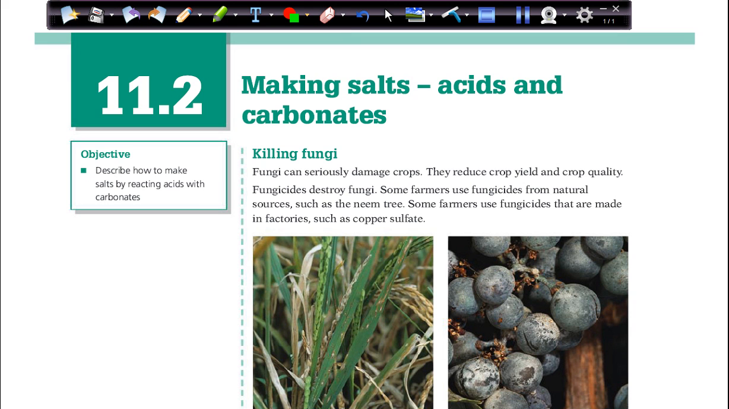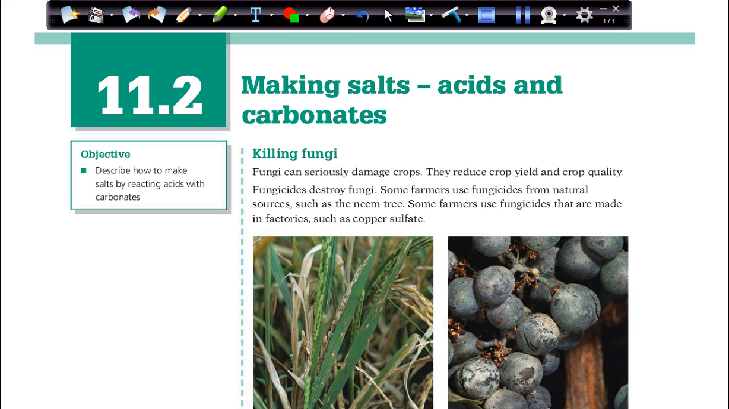Today our lesson is about how we can make salts using acids and carbonates. Before, I mentioned how we can make salt using acids and alkalis, but I just gave you a general idea about it. We have several ways of making salts. One of them is acids with carbonates, compounds of carbon. So please grab your highlighter and follow me.